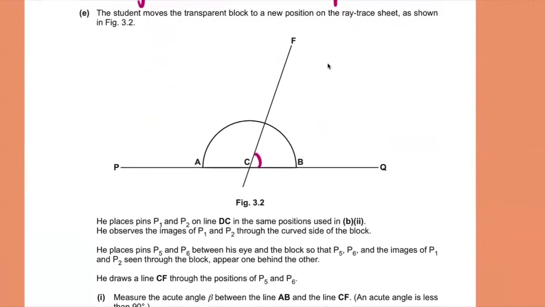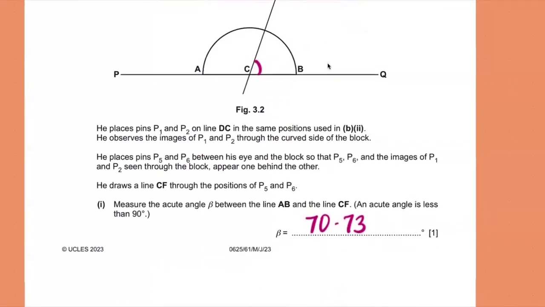A student moves the transparent block to a new position on the ray trace sheet as shown in 3.2. He places pins P1 and P2 on the line DC in the same positions used in B2. He observes images of P1 and P2 through the curved side of the block. He places pins P5 and P6 between his eye and the block so that P5 and P6 and images of P1 and P2 seen through the block appear one behind the other. So this is exactly what we did in the previous part. He's just telling us that we do this for a transparent block in the new position. So this is where your pins would be, and this is somewhere where you would be seeing the pins, and you just look at those.